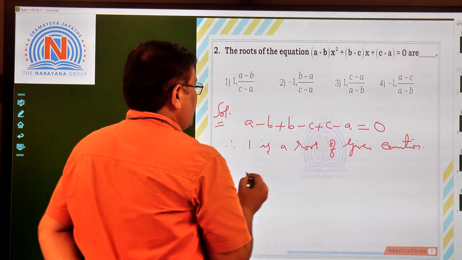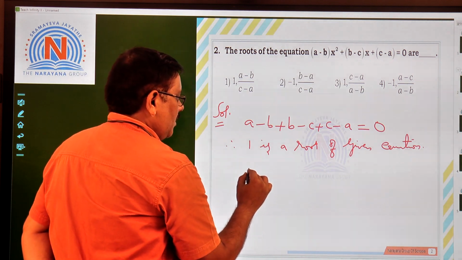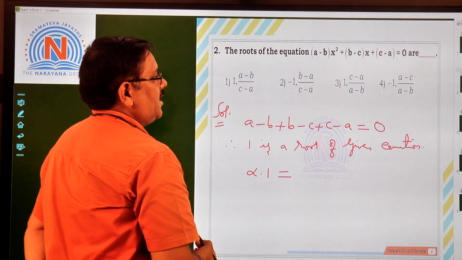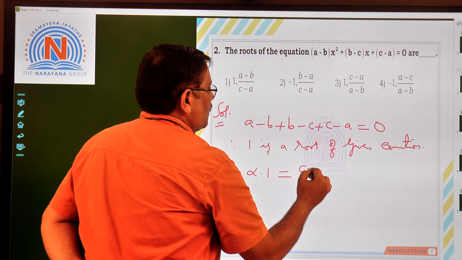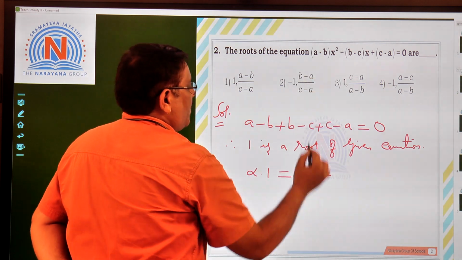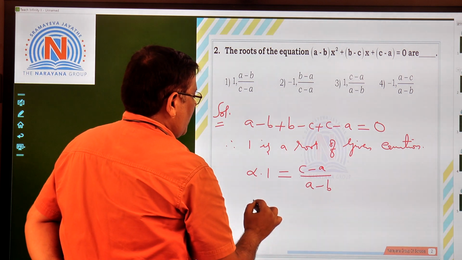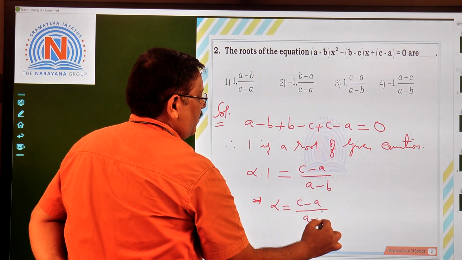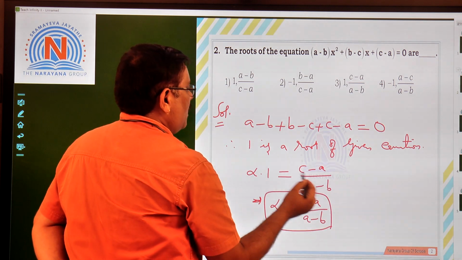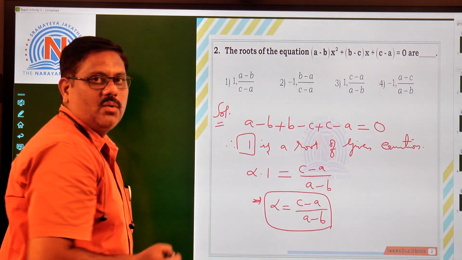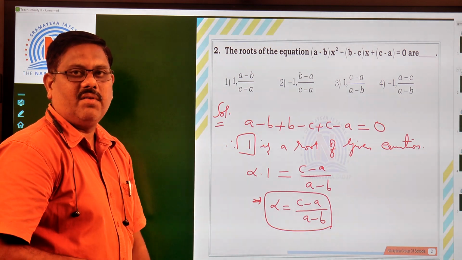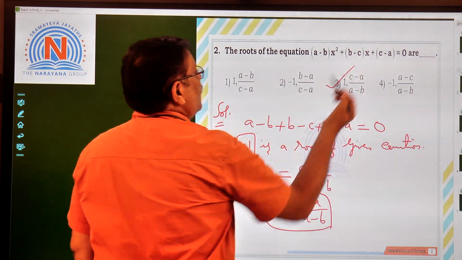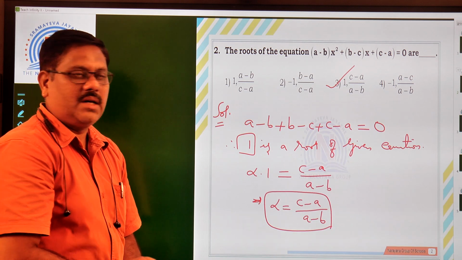As 1 is the root, let us take alpha as the other root. Alpha into 1, the product of the roots, is going to be, using the same concept, the constant c minus a upon the x square coefficient a minus b. That is, alpha is equal to c minus a upon a minus b. So this is one root and already we have 1 as the second root. These two are the roots of the given quadratic equation: 1 and c minus a by a minus b. So here the third option is the right answer for this particular question.